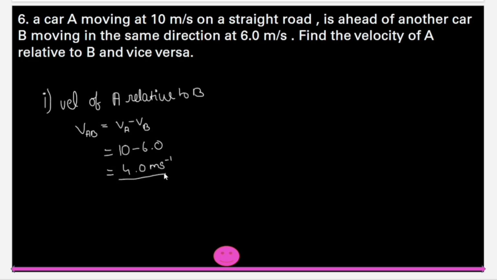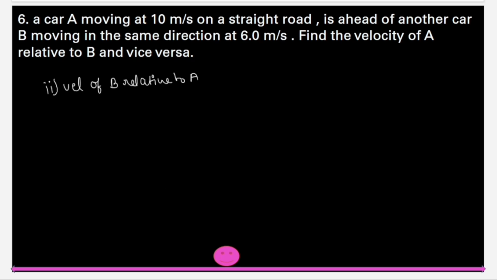B sees car A pulling away at this rate. Let's look into the second part. Velocity of B relative to A. That is VBA is equal to VB minus VA. Putting the values we get 6.0 minus 10. Subtracting this, we get minus 4.0 m s-1. A sees car B dropped behind at this rate.